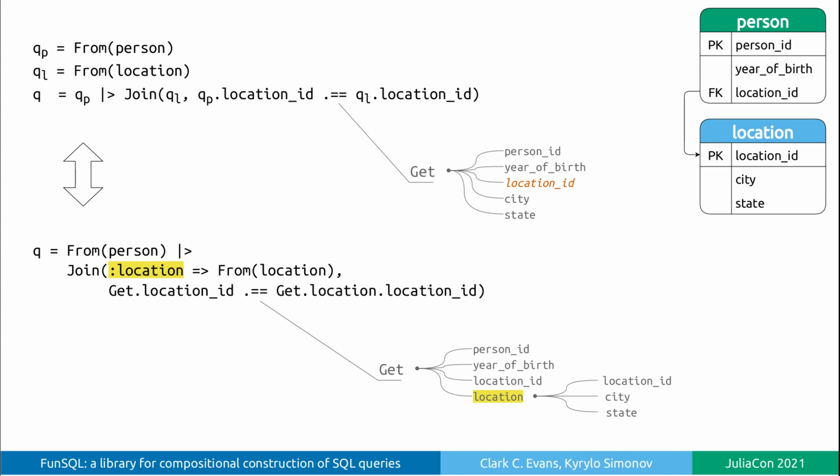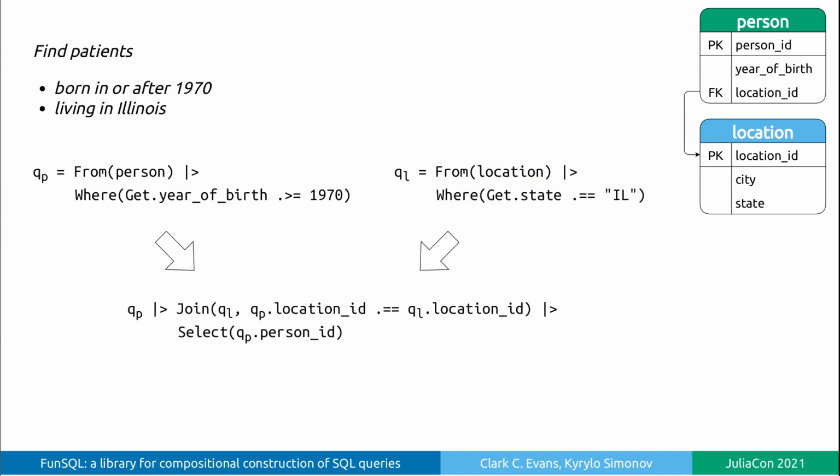A namespace is introduced using the Julia pair notation and can be traversed by taking a sequence of attributes of the Get object. This way, we can place the location table into its own namespace, making the reference to location_id unambiguous. Let me show you another example to demonstrate how a logic query could be incrementally constructed from independent components. In this example, we ask to find patients that satisfy two conditions, on their age and on their place of residence. We can implement these constraints independently.